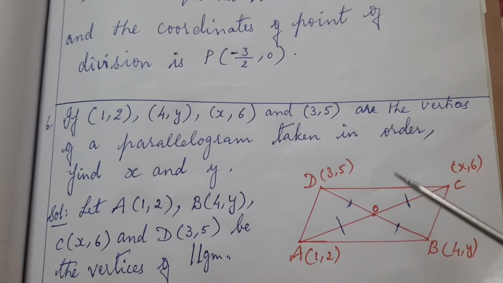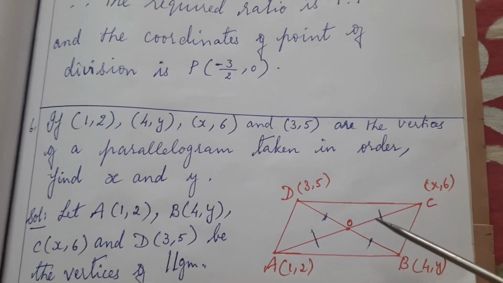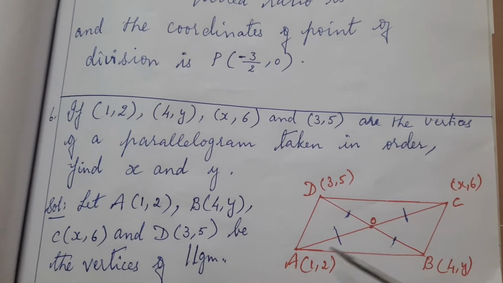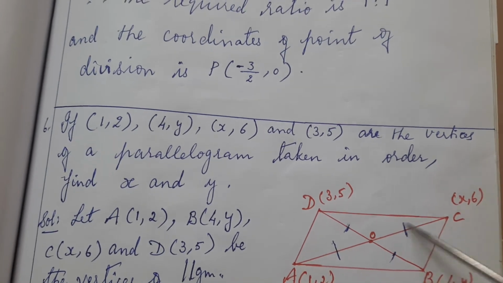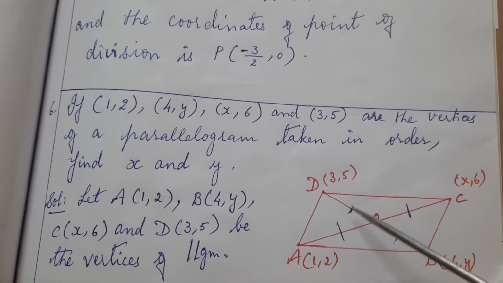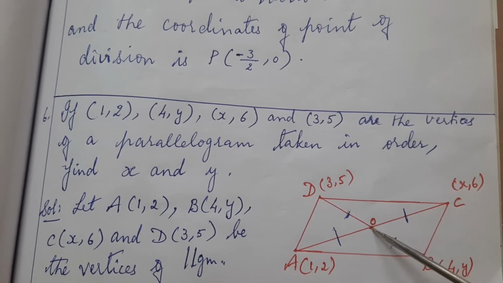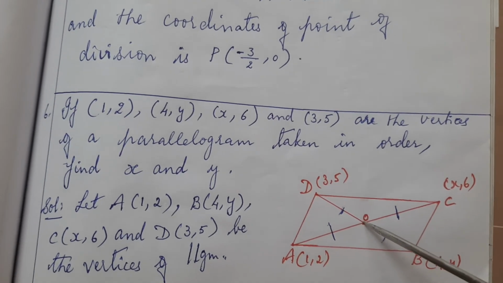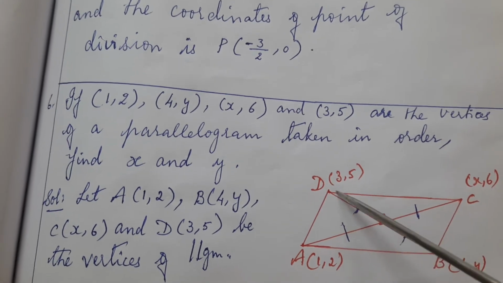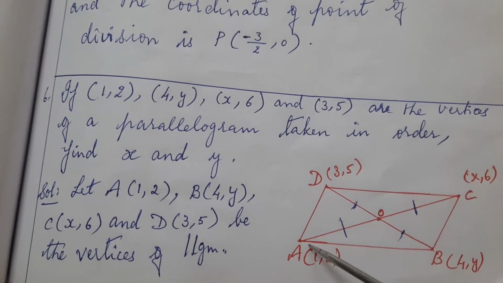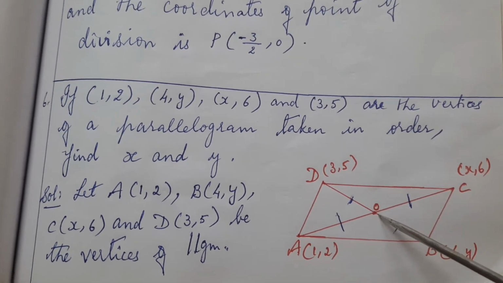But the easy method is you can use the coordinates of the midpoint, because see here, when AC is bisected, OA will be equal to OC, and when BD is bisected, OD will be equal to OB. So the point of intersection is O. So the coordinates of O will be the same for both. When you take BD, O is the midpoint. When you take AC, O is the midpoint. So using the coordinates of the midpoint, it will be easier.